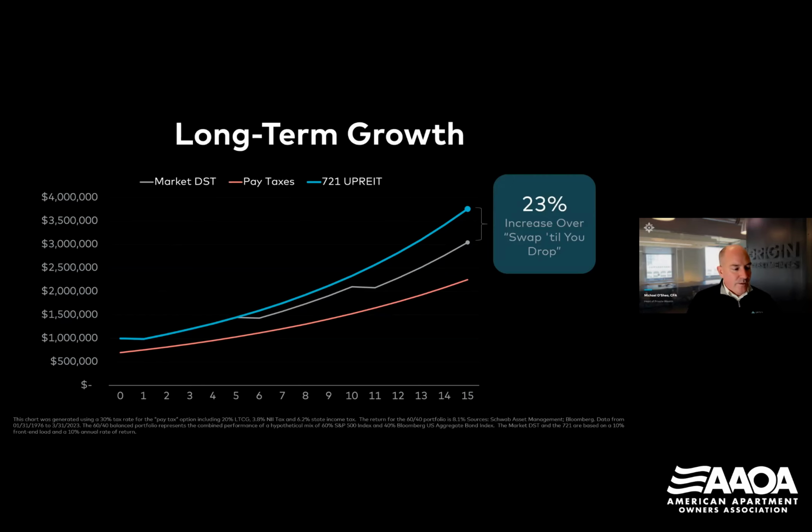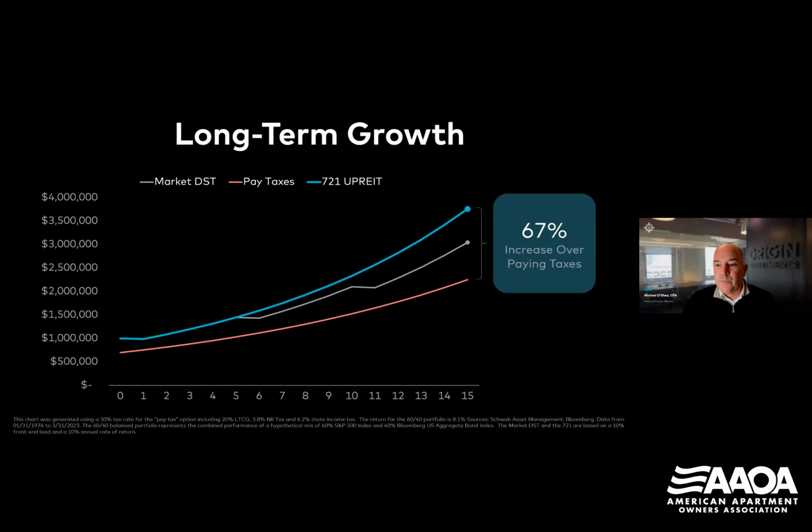And then, of course, compared with paying taxes, you're almost 70% ahead by doing a 721 exchange, because it's very, very difficult to overcome that front end hit when we talk about the present value of the real estate and the time value of money. So that's essentially how it works.